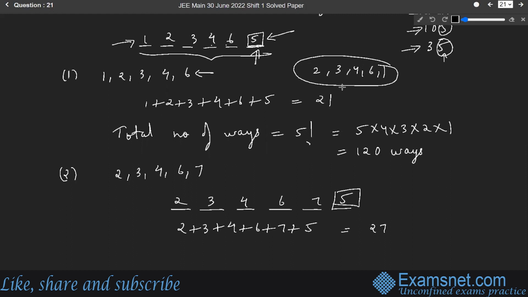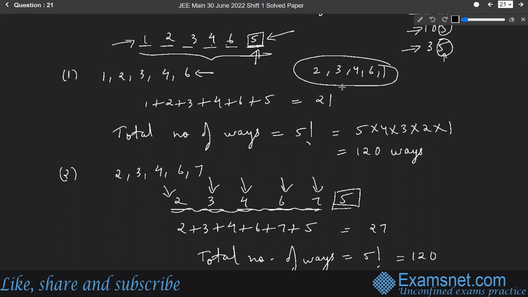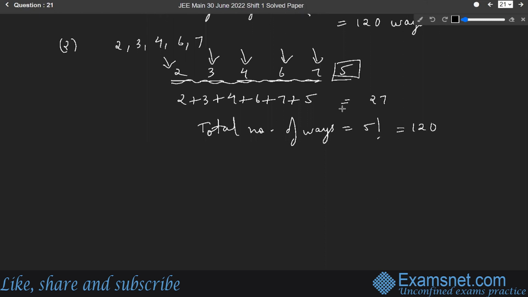And these 5 numbers can be written in 5 factorial ways. So here also the total number of ways will be 5 factorial. What is 5 factorial? It is equal to 120. We have already calculated it, right? Here are 5 different digits, and these 5 different digits can be placed in 5 different places. Okay, we have 5 empty places to fill these digits. So for each case, the total number of ways is 5 factorial.